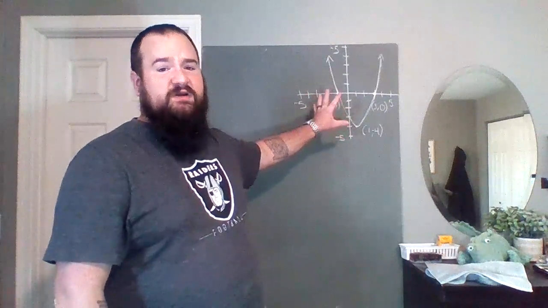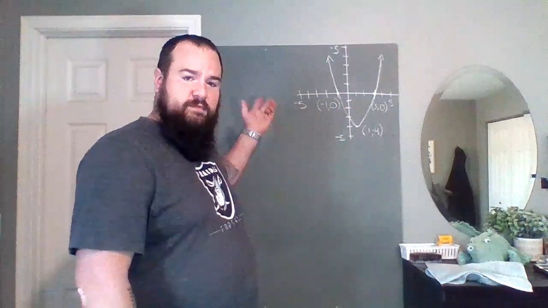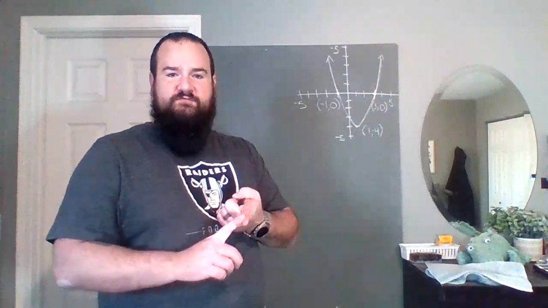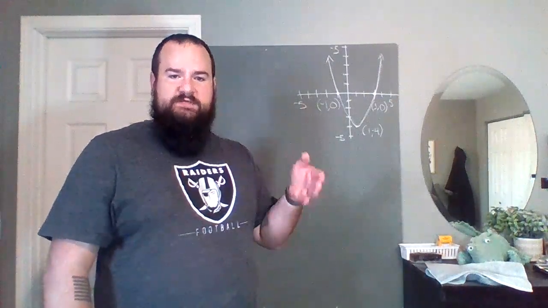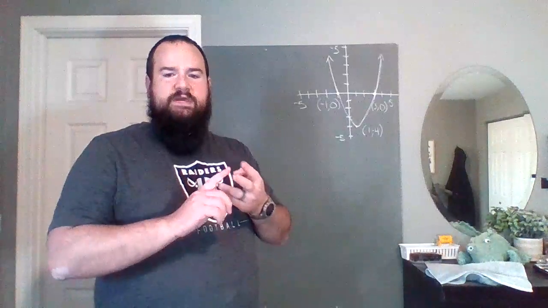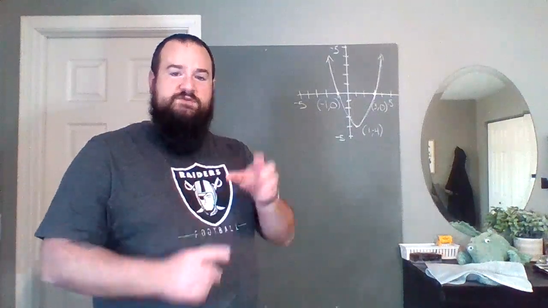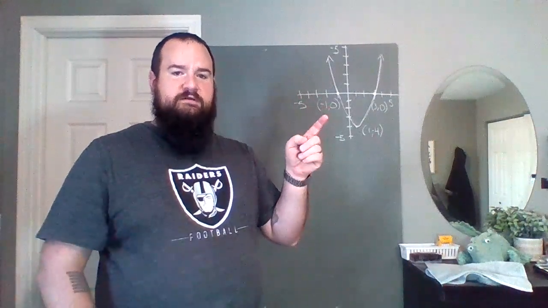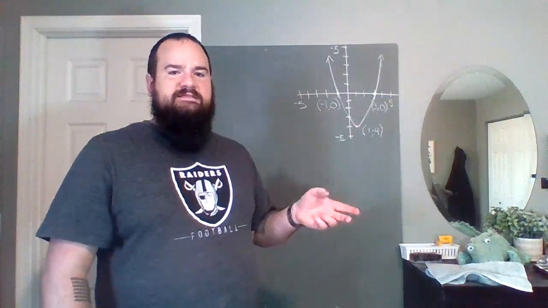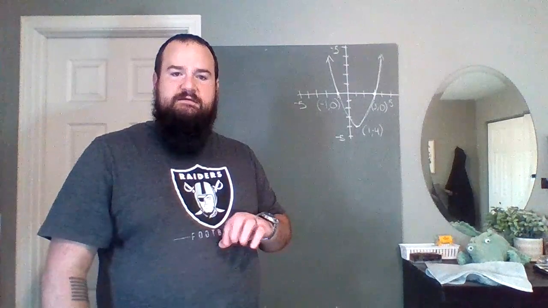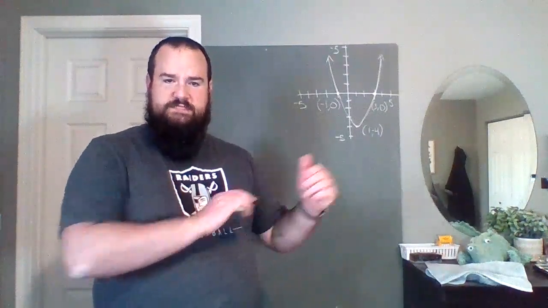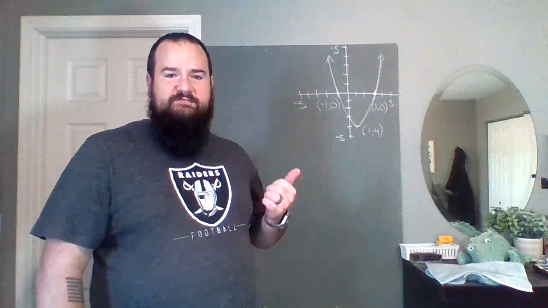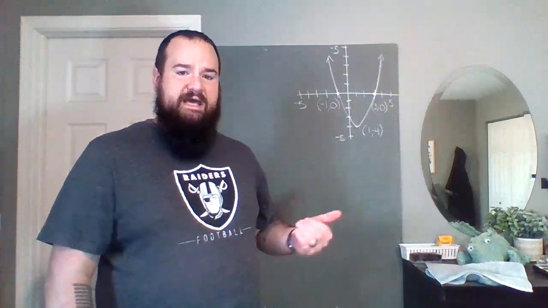and I want to go from this graph to a symbolic form of the function. Now, if we remember our forms of a function, we have our standard form, which looks like ax squared plus bx plus c. We have our vertex form, which looks like a times the quantity x minus h squared plus k. And lastly, we have our factored form, which is a times the quantity x minus r times the quantity x minus s. Now, depending on what you're given in the graph, you're going to choose whichever form works best.